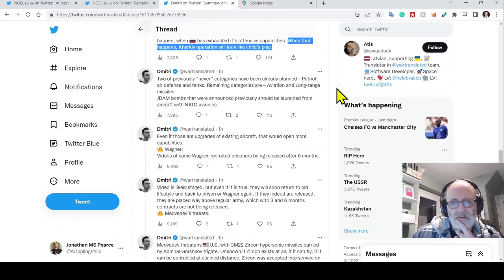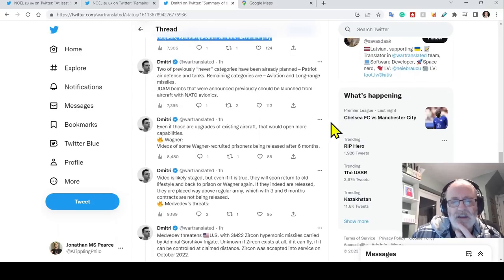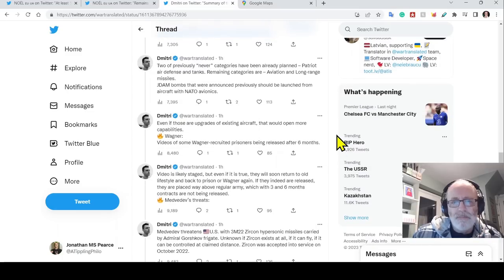I am very interested to see what's going to happen, how this is all going to play out. So two of the previous never categories have already been planned: Patriot air defense and tanks. Remaining categories are aviation and long range missiles. Important here, JDAM bombs that were announced previously should be launched from aircraft with NATO avionics.